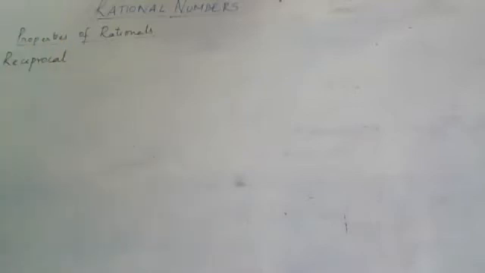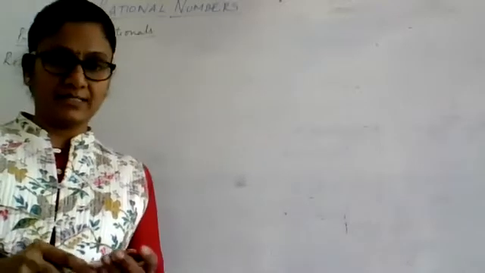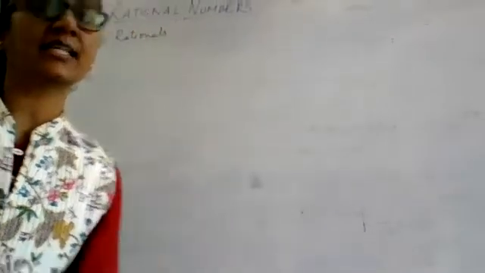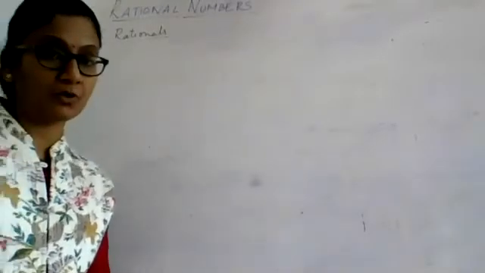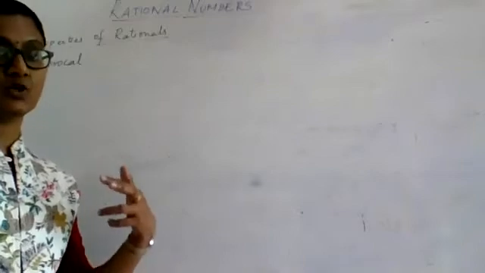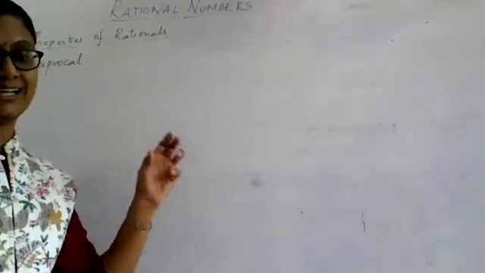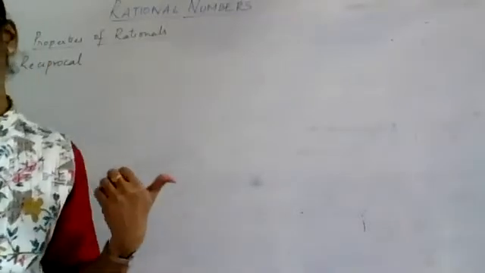Now the reciprocal, you know it very well. You have been talking about this very much from your primary itself. So if A by B is a rational, then you can write the reciprocal of this rational as B by A. What is the reciprocal of any given rational? The numerator becomes the denominator and the denominator becomes the numerator. Then the new rational that you get will become the reciprocal of the given rational.